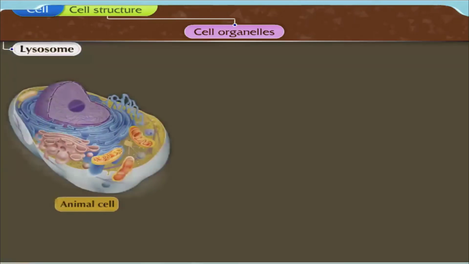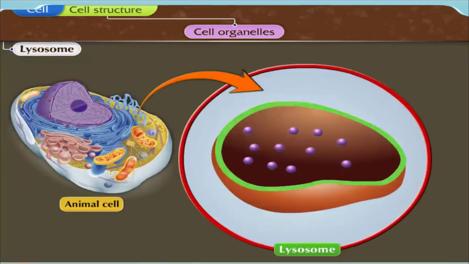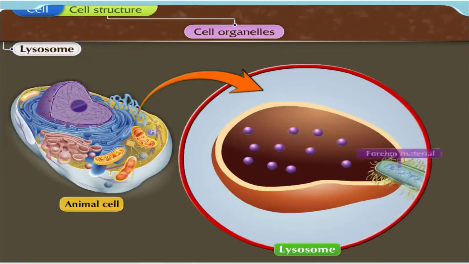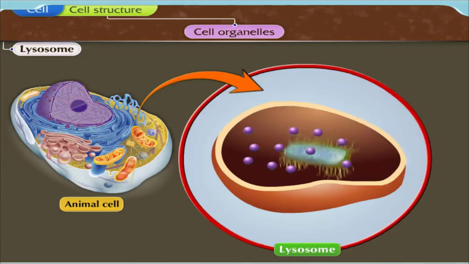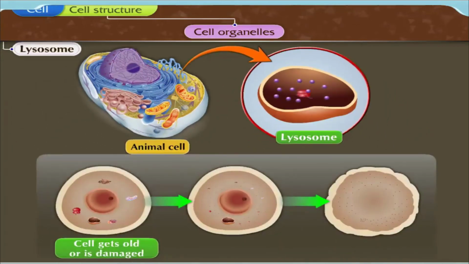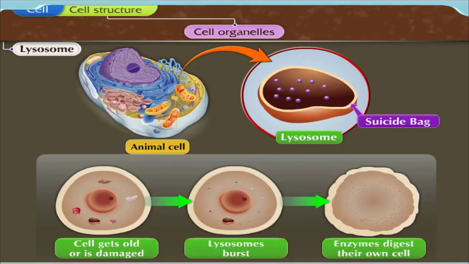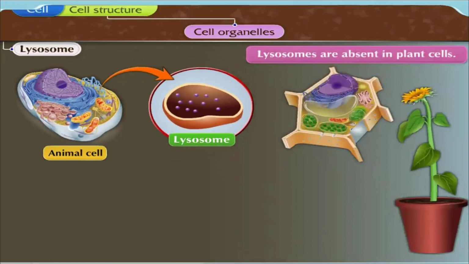Lysosome. Lysosomes are membrane-bound sacs filled with digestive enzymes. They protect and keep the cell clean by digesting any foreign material as well as worn-out cell organelles. When a cell gets old or is damaged, lysosomes burst and the enzymes digest their own cells. Hence, they are also called as suicide bags. These organelles are present only in animal cells.